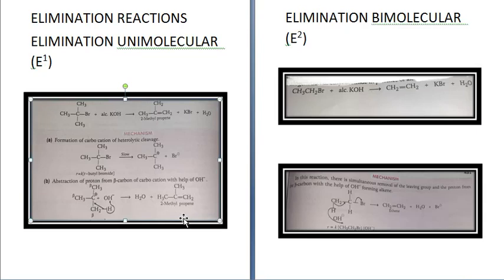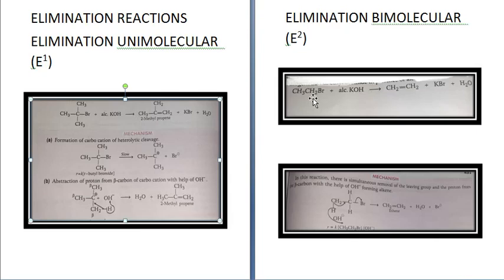Second type of elimination reaction is bimolecular, or E2. Now in E2 mechanism, rate of reaction depends on concentration of substrate as well as concentration of the attacking reagent or nucleophile, and it is completed in a single step. Example, dehydrohalogenation of ethyl bromide in presence of alcoholic KOH.